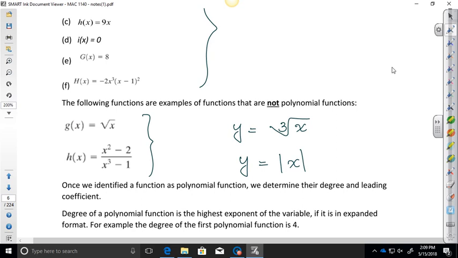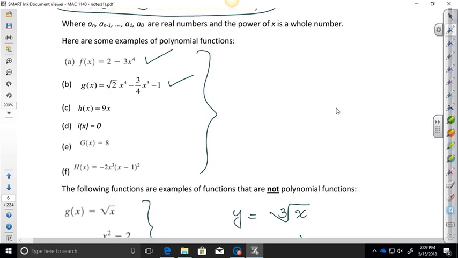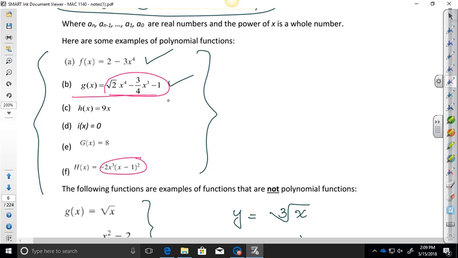So polynomial functions are nicely behaved functions. They look like this, okay? And polynomial functions can be written in factored format or in expanded general format. Sometimes you see functions as powers of factors. Sometimes polynomial functions are in standard form.